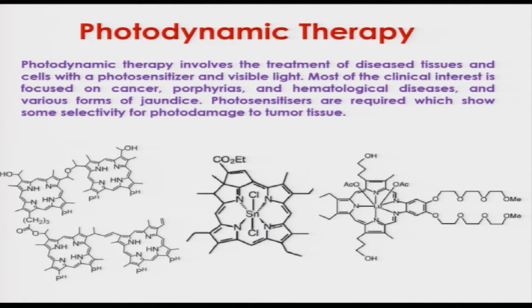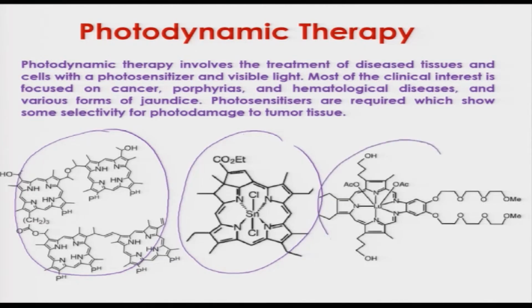Most of the clinical interest is focused on cancer, porphyrias, hematological diseases and various forms of jaundice. Some of these photosensitizers are shown over here. You see this is photofrin, an approved drug, and there is also a tin complex. There is also another metal complex which you can see is utilized in photodynamic therapy. I will now show how this photofrin, which is an FDA approved PDT drug, is responsible for photodynamic therapy.